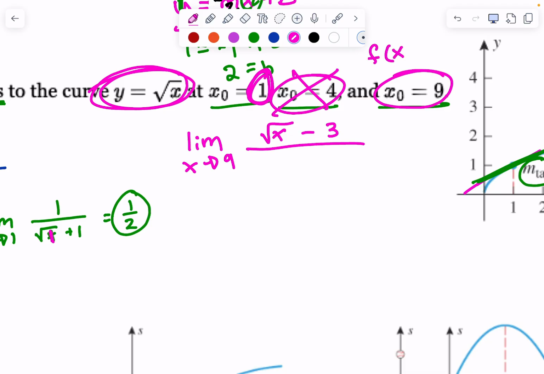f of x naught means I'm plugging in my x naught, which is 9. So it's saying f of 9, right? So that means I plug 9 into there, and that comes out to be 3. Over x minus x naught, which is 9, right? Okay, can I plug 9 in?